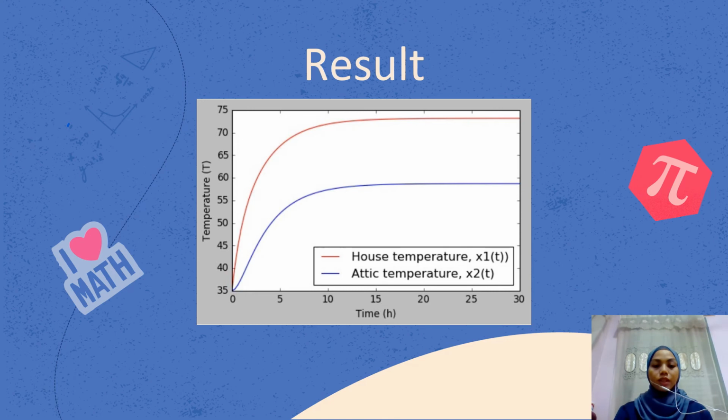The graph displays the temperature of the house and the temperature of the attic in Celsius by time in hours. From the graph, it can be concluded that the temperature of the house and the attic increases rapidly in the first 10 hours and remains constant after that. However, the temperature of the house is always higher than the attic temperature, as the attic temperature always remains below 60 degrees Celsius.